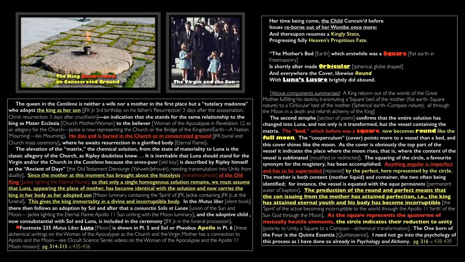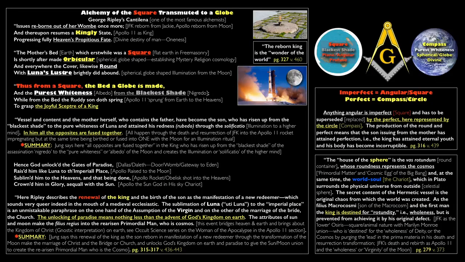So we talked about this. The obelisk, the point at the top is like the quintessence pointing up to the heavens, but it comes from the base of the four, which is the square. So that's the four elements all unified into one unity of quintessence. So if we move on, read more about this. The poem continues and it says, "Thus from a square, the bed a globe is made."